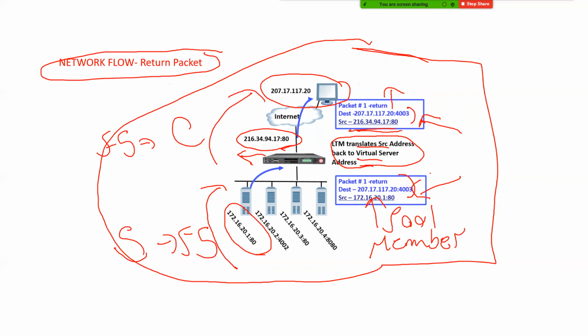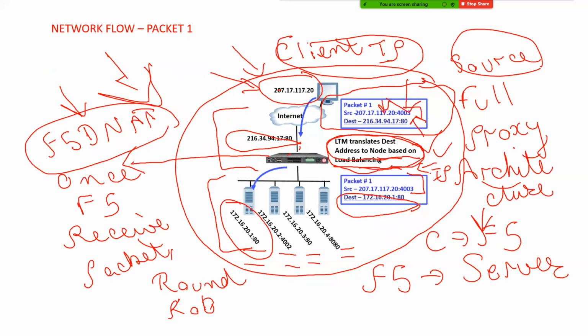In the next video, I will tell you how ARP entries and layer 2 come into the picture, and how layer 3 comes into the picture. What are the different types of virtual servers and how packets flow there. But as an initial step, I hope this is clear, and you need to understand that there is no term called destination NAT. You don't need to turn on any NAT. This is default behavior.